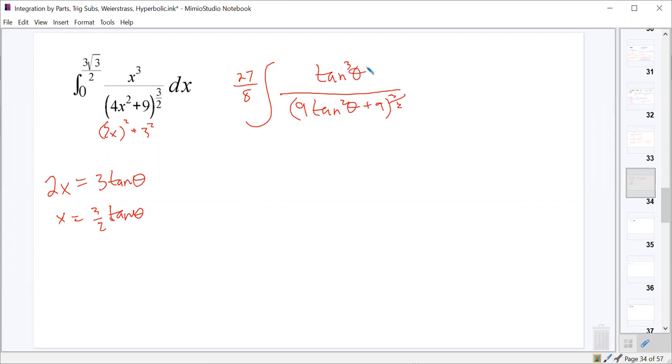And then what is dx? Dx is 3 halves secant squared theta d theta. So we have tangent cubed theta secant squared theta d theta. And then we have another 3 halves to throw in outside of here. So 27/8 and a 3 halves. Good or no so far? Still got to do one more thing here before this integral is complete-ish.